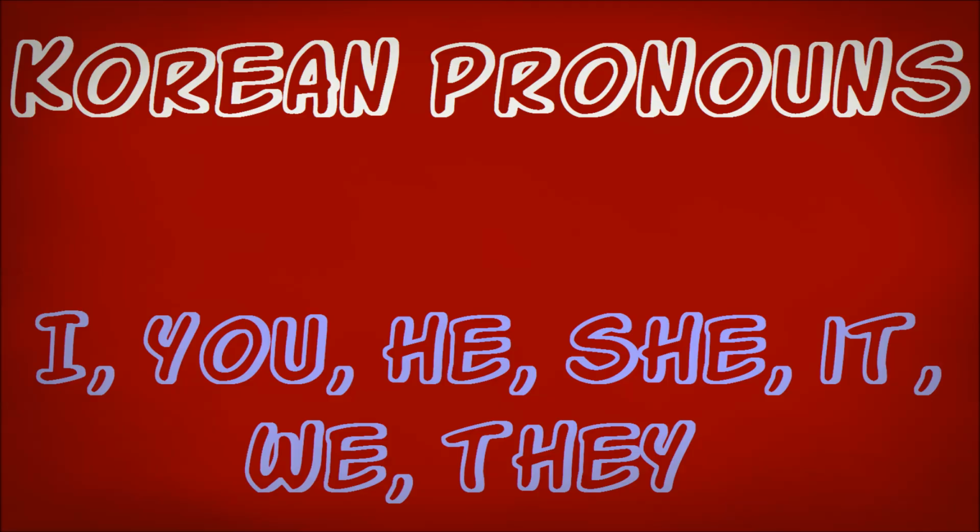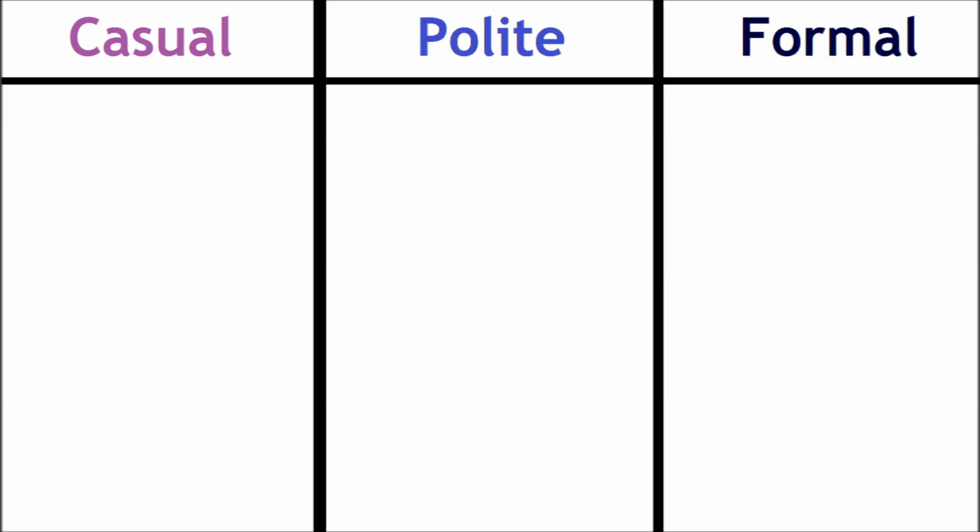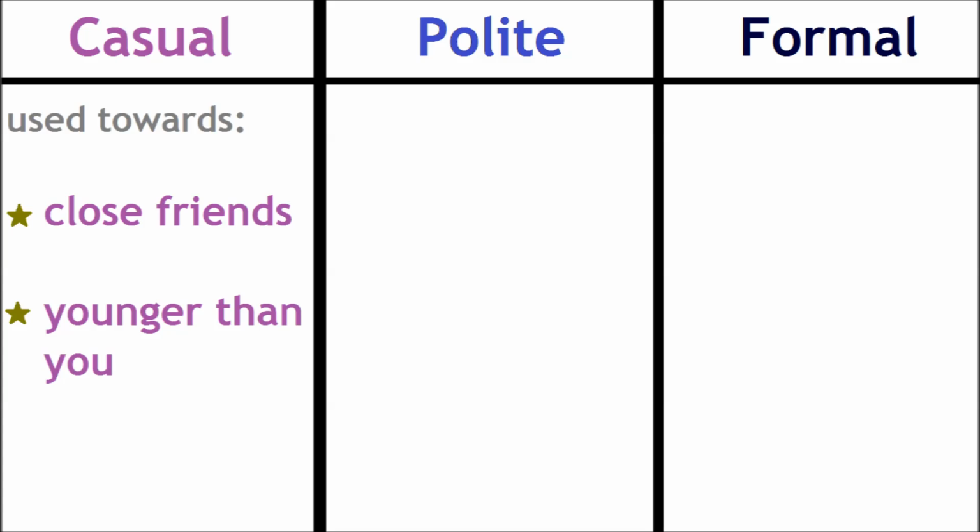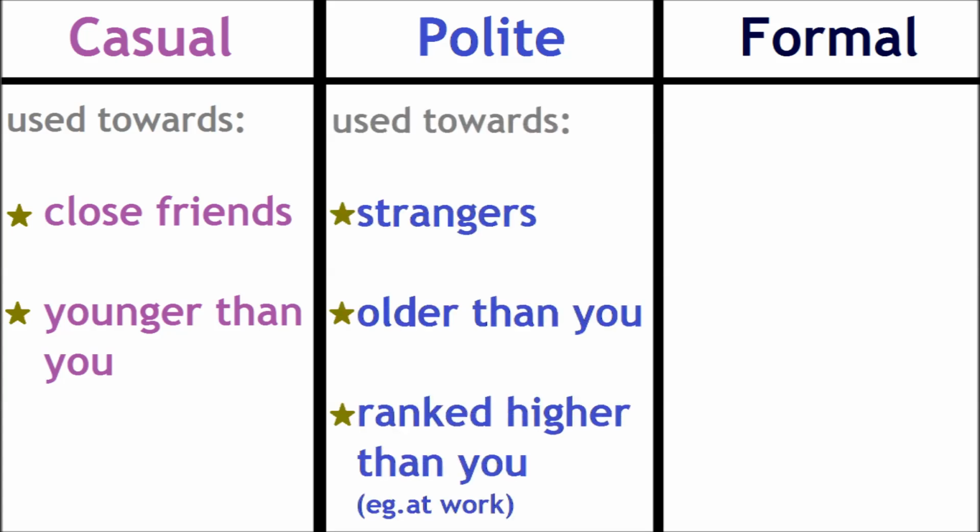This lesson is on pronouns. You may already be aware that there are 3 ways of speaking in Korean: the casual way, the polite way, and the formal way. Which one you use depends on who you are speaking to. Casual speech is for close friends and people younger than you.